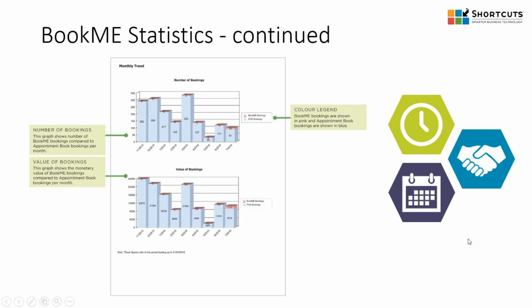Okay, so I just wanted to show you the second page of this report as well, because here it will really help to break down the number of bookings. You can see here it gives us this bar graph and the number of bookings, and then here you can see it breaks it down for BookMe bookings and point of sale bookings. Below it gives us the value, so the extension of that report gives us a little more detail.